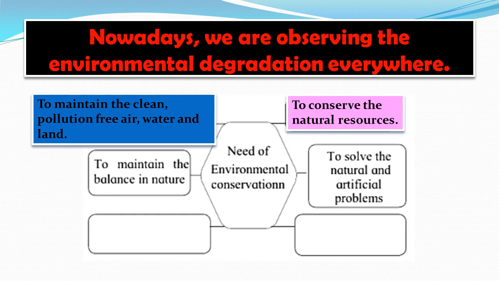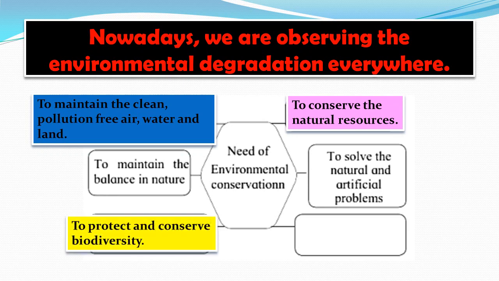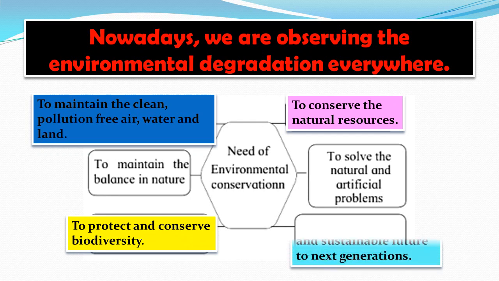Fourth point is to conserve the natural resources, and fifth is to protect and conserve biodiversity. That means different species of plants and animals should be protected or conserved. And next one is to give quality of life and a sustainable future to the next generation. So that is why the need of environmental conservation is much.